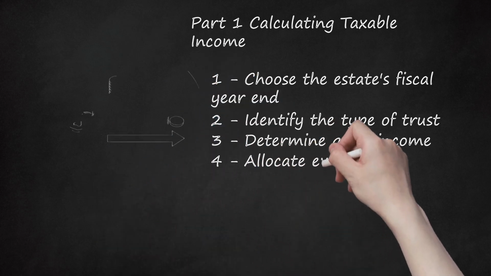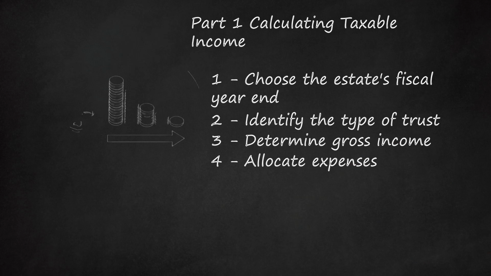4. Allocate expenses. An estate can earn tax-exempt income just as an individual can. While expenses attributable to taxable income are deductible, expenses directly related to tax-exempt income are not. If the estate earned both taxable and tax-exempt income, you must determine which expenses are deductible against the taxable income and which are not. Administrative expenses, including attorneys, accountants, or executors' fees, also must be allocated.